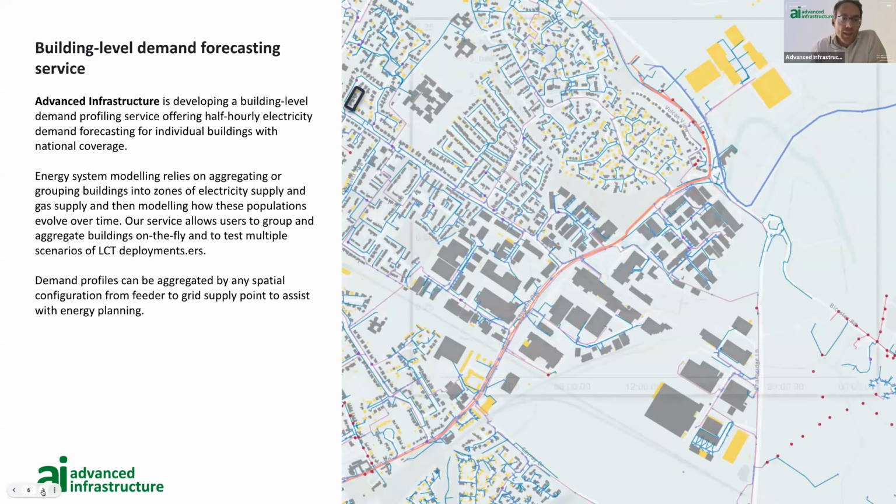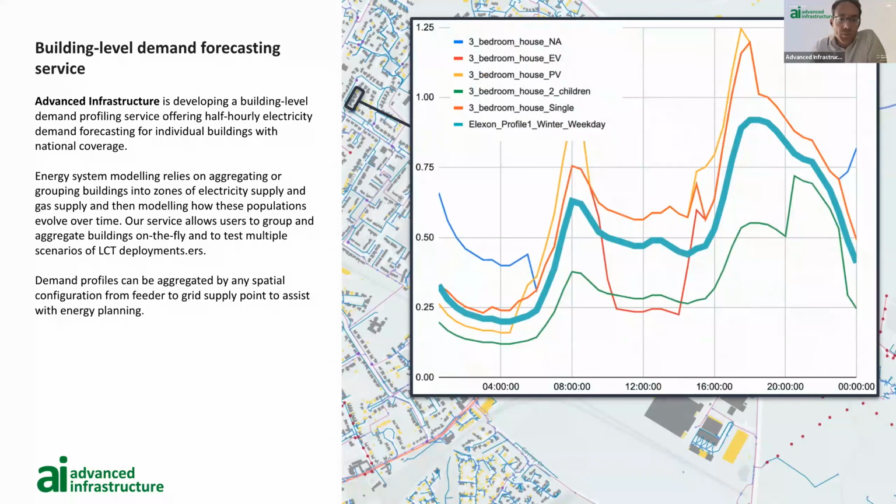On the next slide, we can see this is an important improvement upon the state of the art, which currently uses only a few Elexon profile classes to represent over 25 million buildings. In this example, a row of terraced homes returns very different demand profiles due to the ownership of different low carbon assets according to the family size and different attributes.